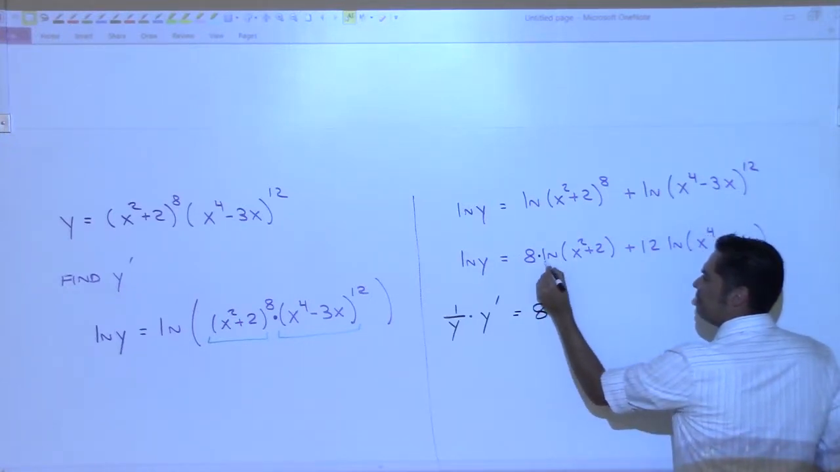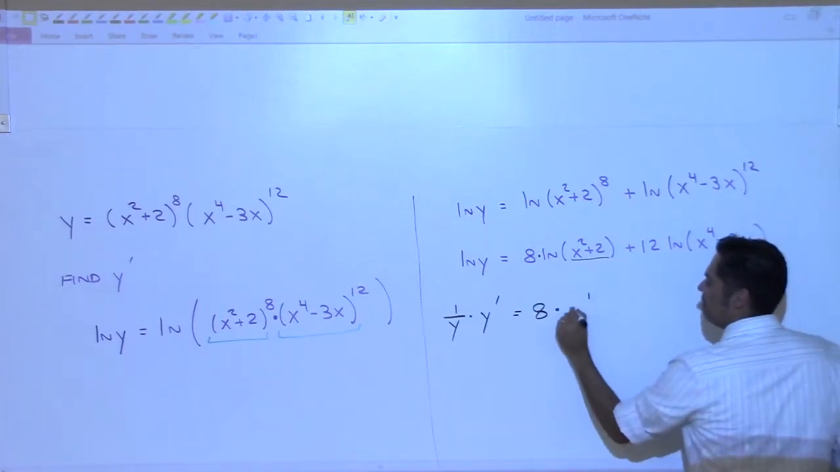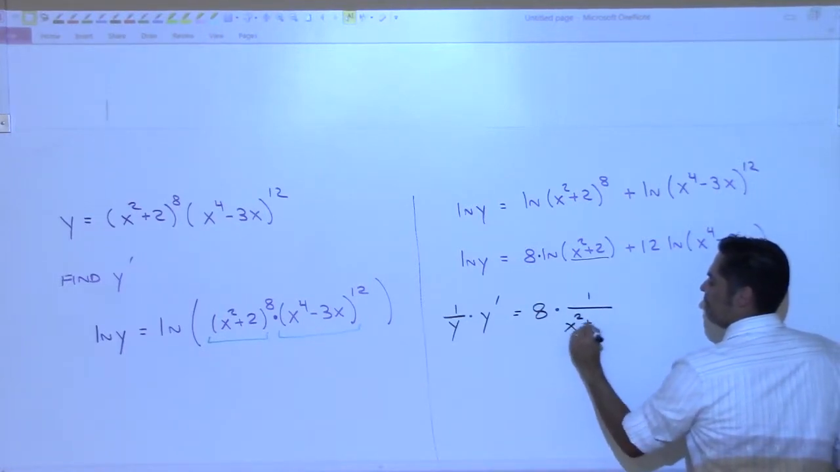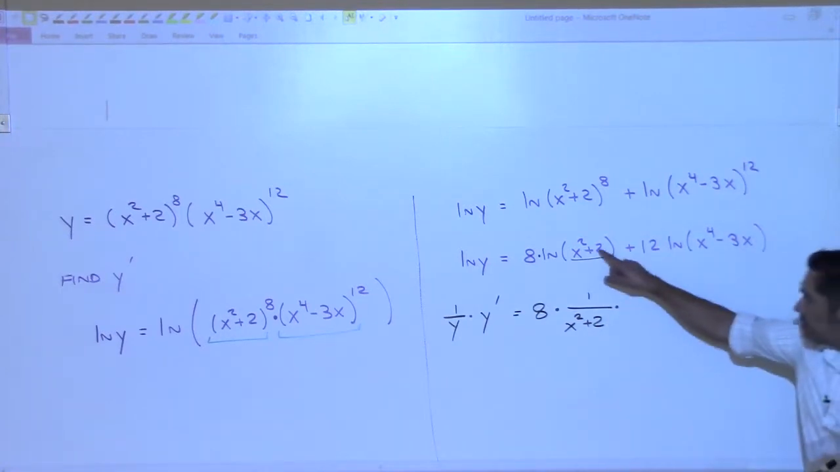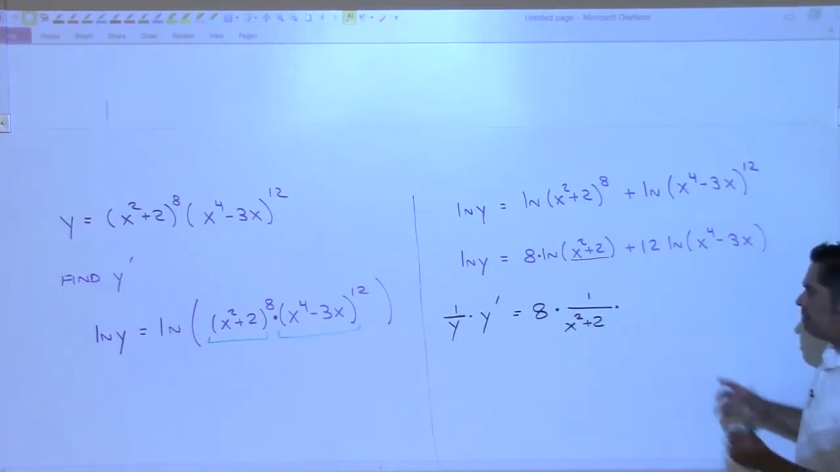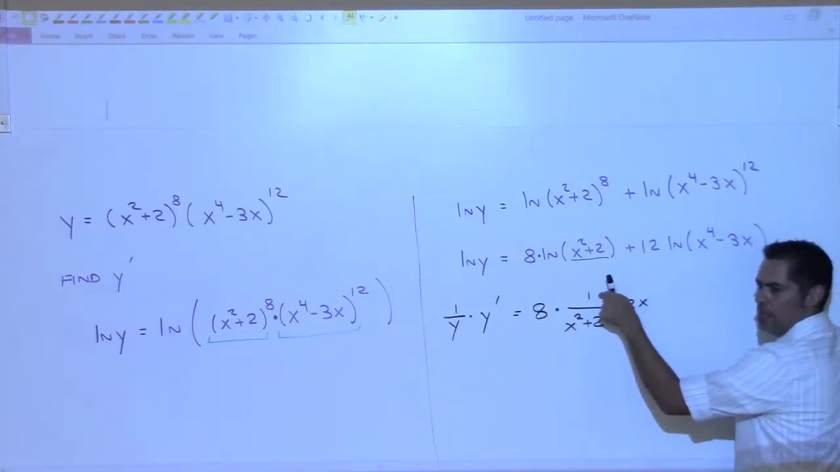Okay, what is derivative of natural log of something? 1 over that something. Okay, times what? The derivative of the something, which is 2x. And that 2x will go on top after I'm done here.